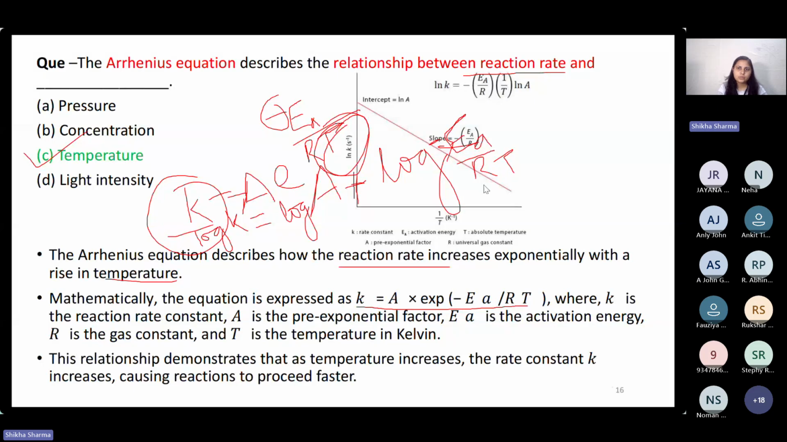So if we use this equation, what will happen? This is the log k and we are plotting against 1 upon T. If we are taking ln, it will be ln k equals ln A, then we will have minus because the e will cancel with ln, so we get minus Ea by RT.